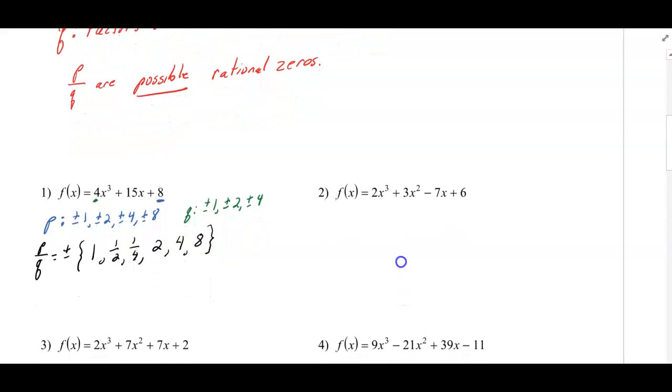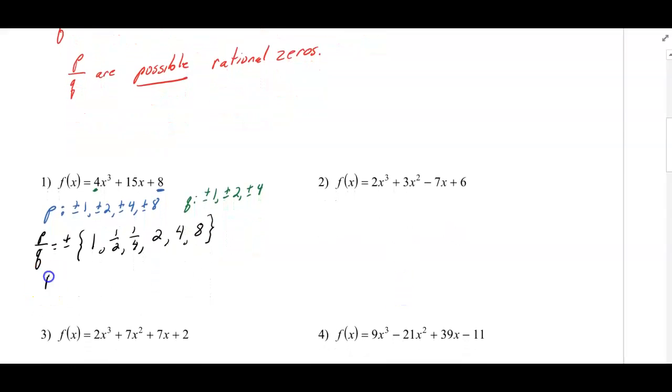Now, before the invention of the graphing calculator, what I would need to do in high school is I would evaluate f of 1, f of negative 1, f of 1/2, f of negative 1/2, and so on. And in order to determine if that was a real zero, the outcome should have been 0. So I actually had to plug in the 12 values on my scientific calculator to determine which possible rational zero was truly a 0.